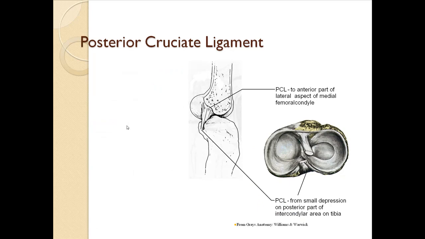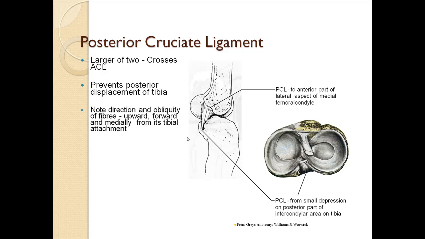Its counterpart, the posterior cruciate ligament, is the larger of the two cruciates, and it crosses the ACL inside the knee joint. We can see again on the superior surface of the tibial condyle, the posterior cruciate ligament attaching to the intercondylar eminence on the posterior aspect. This time the fibers pass obliquely upwards, forwards and medially before attaching onto the lateral aspect of the medial condyle of the femur. The function of the posterior cruciate ligament is to prevent posterior displacement of the tibia.